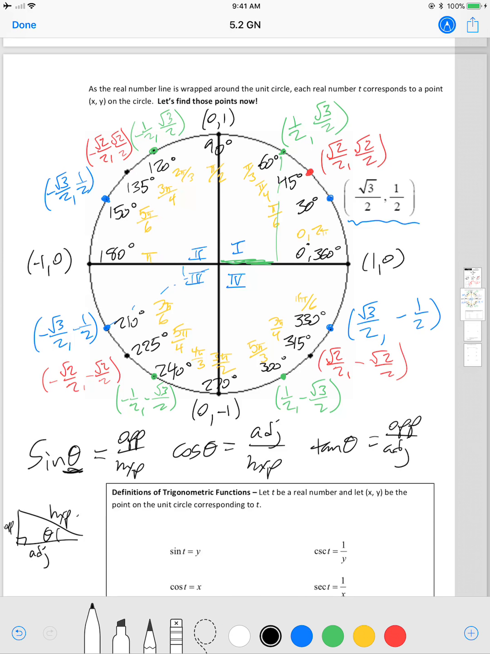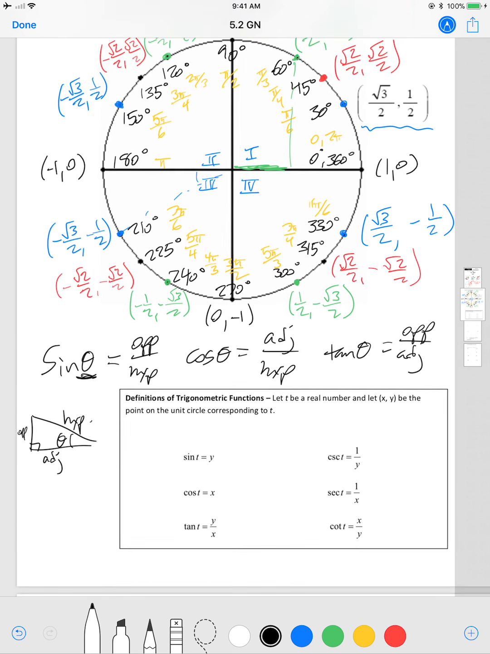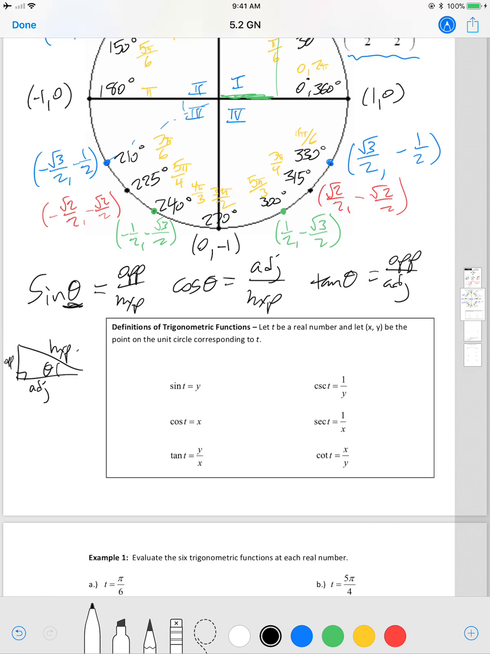SOHCAHTOA, I learned this as some old hippie, sine equals opposite over hypotenuse, caught another hippie, cosine equals adjacent over hypotenuse, tripping on acid, tangent equals opposite over adjacent. I believe I used that in class, and some people seem to know that. Some people were quite amused, but that is how I learned originally when I took geometry. But however you remember is how you remember.